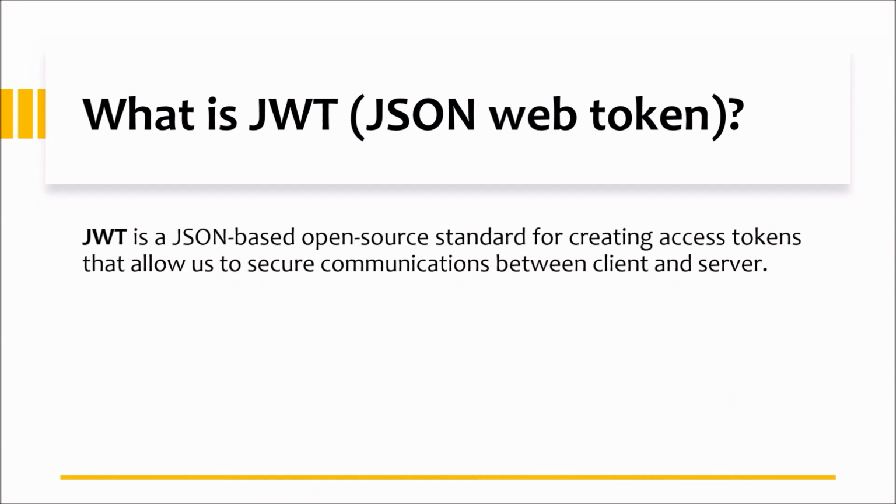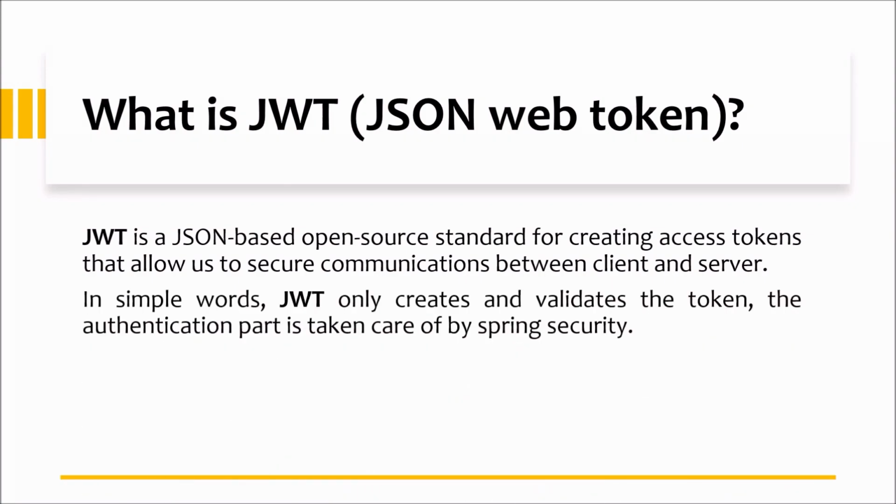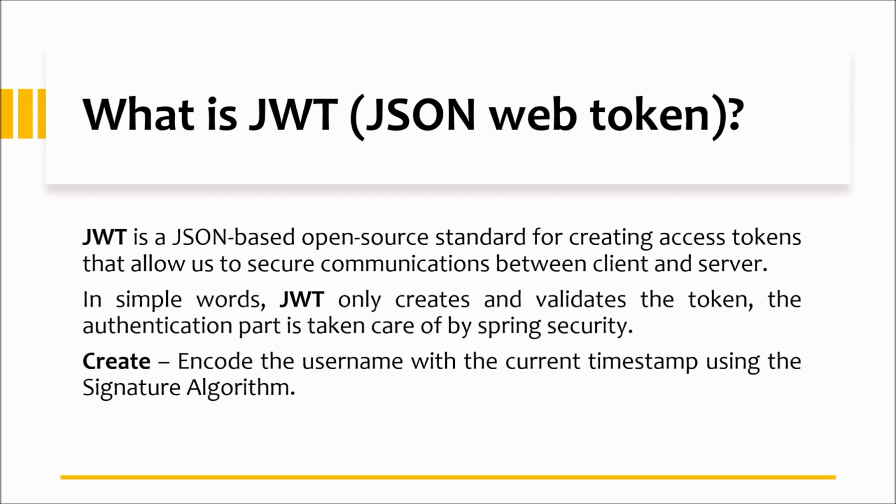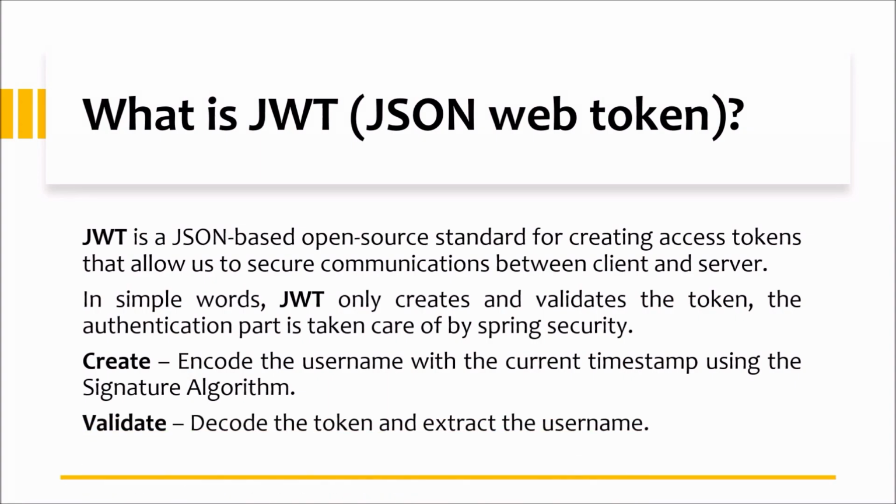JWT is a JSON-based open source standard for creating access tokens that allows us to secure communications between client and server. In simple words, JWT only creates and validates the token. The authentication part is taken care of by Spring Security. In case of create, it will encode the username with a current timestamp using a signature algorithm. In case of validate, it will decode the token and extract the username.